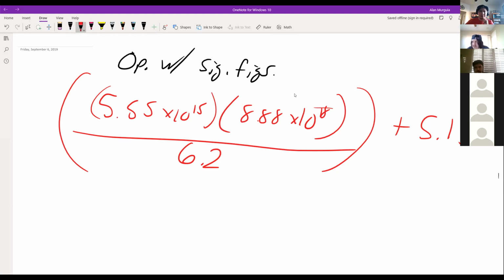Since they both have the same number of sig figs, you just keep that number of sig figs. They both have 3, so your final answer for this multiplication will have 3 sig figs. So what is my answer when I multiply these two? 4.92 times 10 to the 34. No, not quite. Remember, all these are being multiplied together.